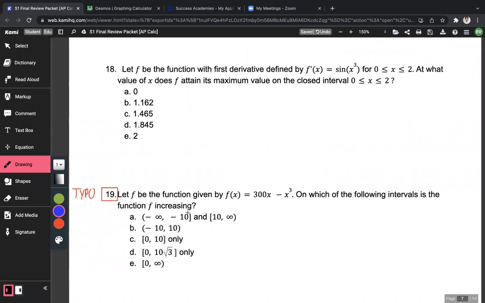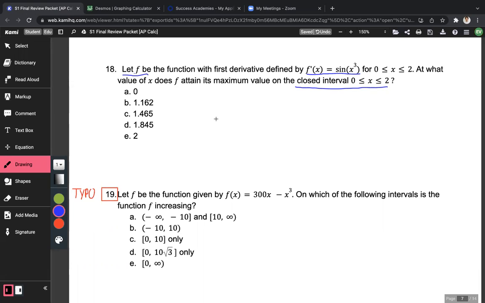All right, number 18. At what value of x does f attain its maximum value on this closed interval if we're given that information? This is probably, I would say, maybe the hardest question on the multiple choice packet. Normally, we would just use our closed interval test and find our critical points and then evaluate the critical points and the endpoints using the original function. But we are not given the original function. We're told that f has this first derivative, but we're not told what f is. And we don't know how to compute the antiderivative for this. So this is pretty tricky.